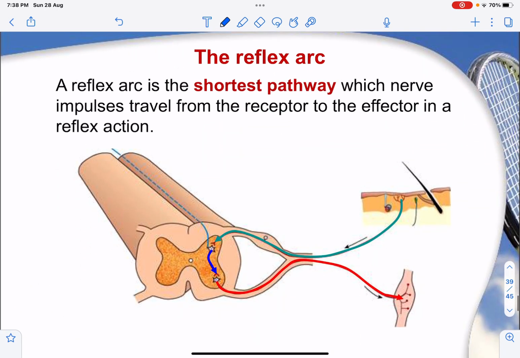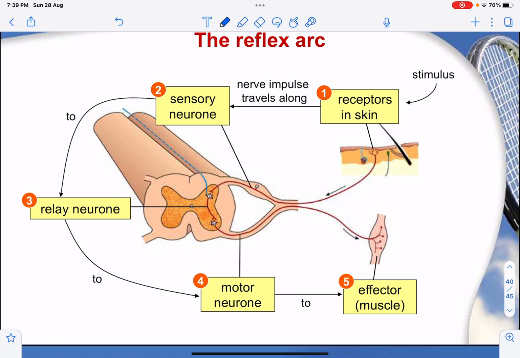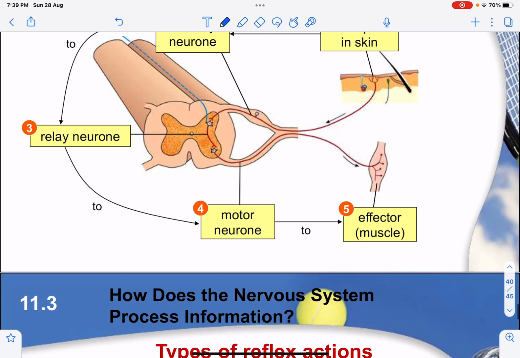So the reflex arc is the shortest pathway in which the nerve impulses are transmitted from the receptor to the effector in a reflex action. And most of the time, the signal doesn't even have to enter into the brain. So what will happen is the receptor will lead to the sensory neuron, to the relay neuron, to the motor neuron, and finally to the effector. Because of the lack of transmission to the brain, it becomes an involuntary action.